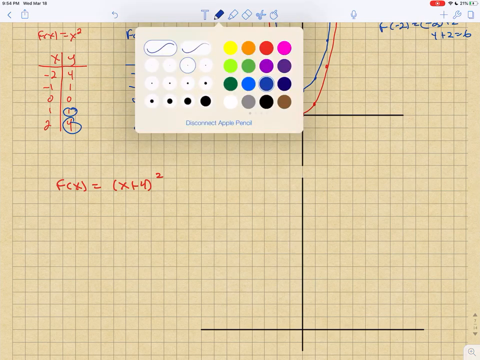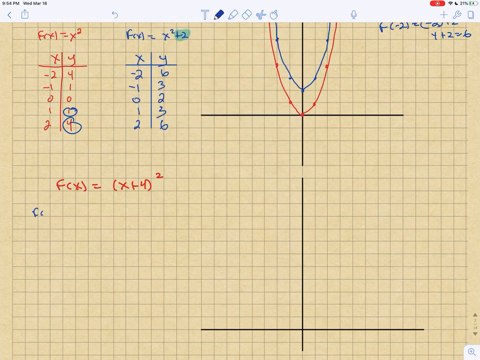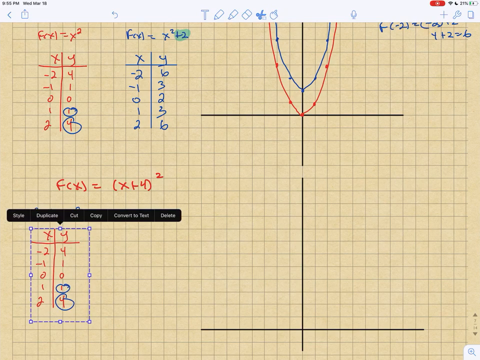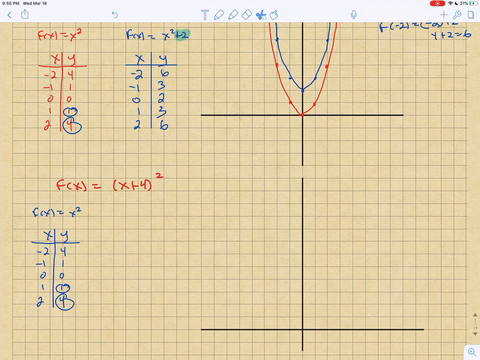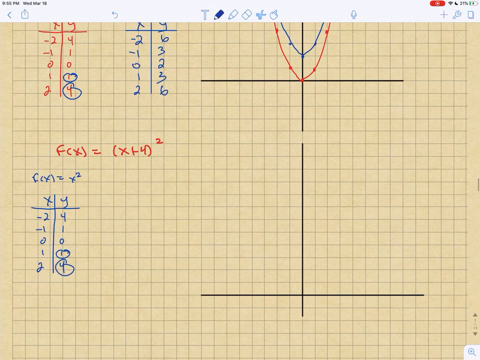Let's look at this problem. The parent function, again, is f of x is equal to x squared. Well, I'm just going to cheat a little. I'm going to copy all this. Change it to the same color. So those are the points. No sense graphing them again, right? And the graph looked like this: 0, 0, 1, 2, 4.